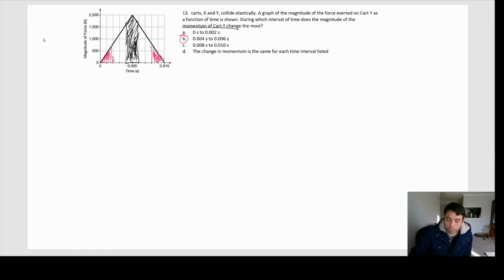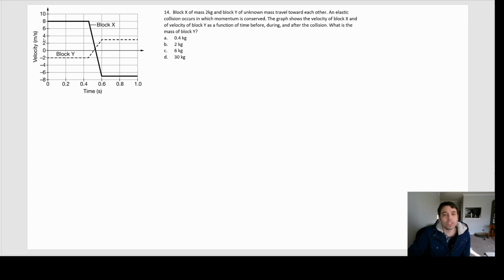Okay. Number 14. Am I still in hot pink? Yeah, let's stay in hot pink. Why not? I like it. This was a question everyone did pretty well on, so good job.